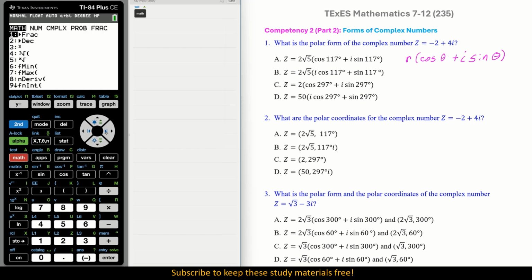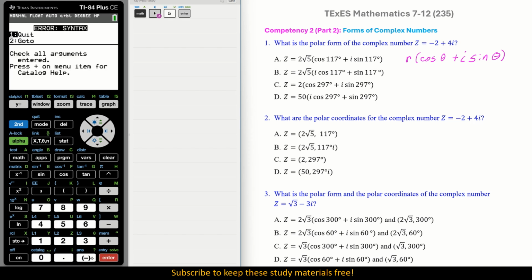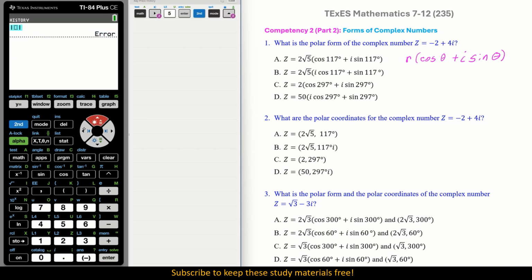We want to go math, arrow over to complex. First, we want ABS for absolute value. So we're going to put all of that in the absolute value. So we want number 5. So we go 5 in our, oops, sorry. Sorry about that. Let me go back up and capture it. We don't want to enter. Okay, you just want to do number 5. Sorry.